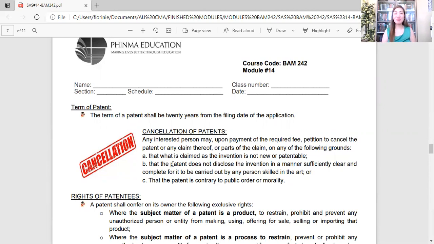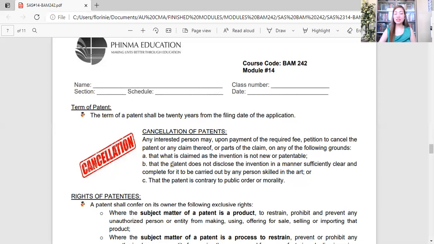Okay, let's talk about cancellation of patents. Any interested person may, upon payment of the required fee, petition to cancel the patent or any claim thereof, or parts of the claim, on any of the following grounds. That what is claimed as the invention is not new or patentable, that the patent does not disclose the invention in a manner sufficiently clear and complete for it to be carried out by a person skilled in the art, or that the patent is contrary to public order or morality. So yung patent, kahit na mabigay na sa'yo, ibig sabihin hindi na pwedeng i-cancel? So there are grounds for cancellation of patents, and the 3 grounds are as follows. Okay?